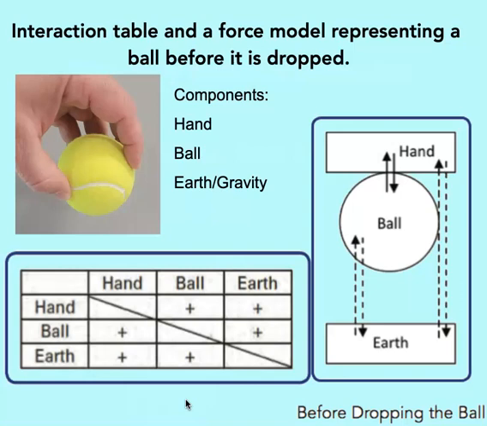On the right-hand side, we show a force model of the three components as well as the contact and force at distance arrows. Notice the arrows are solid for contact forces and dashed for forces at a distance. And the arrows are always in pairs with each other. So this is also for the ball before it's dropped.